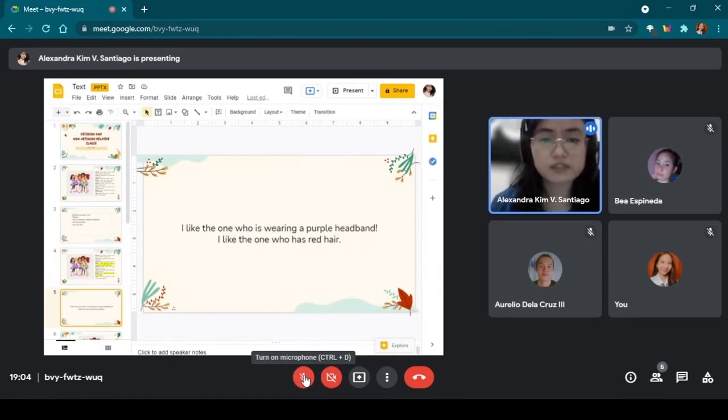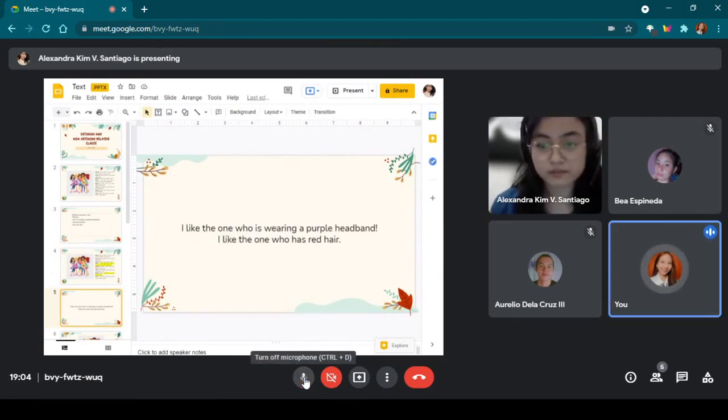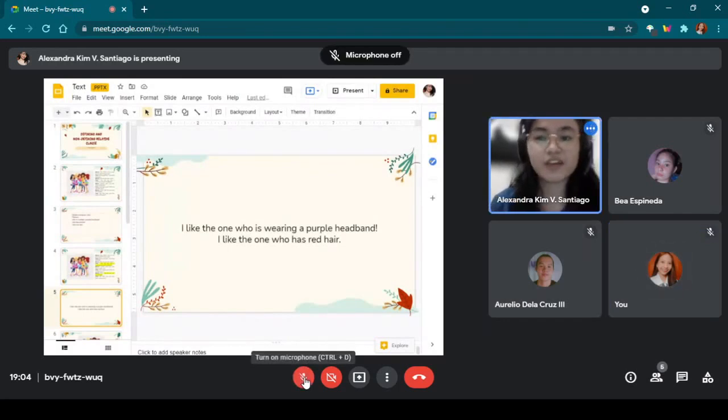Now, looking at these two examples, what can you conclude about a defining relative clause? Anyone? Okay, Miss Raimundo. Defining relative clauses are important information that cannot be removed because it is needed so that we can identify who or what is being talked about in the sentence. Very good, Miss Raimundo.